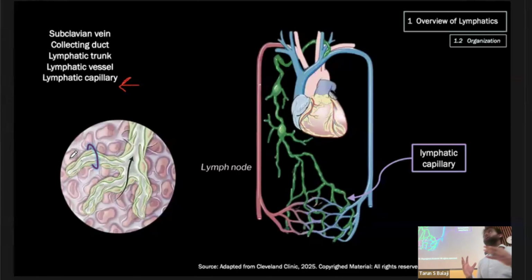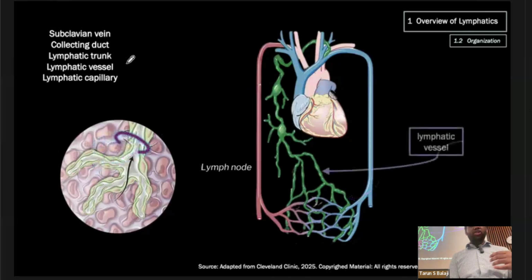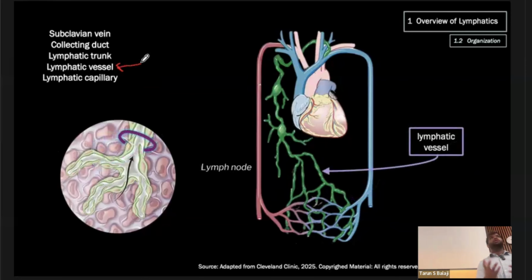Now, a bunch of your lymphatic capillaries are going to come together, organize, and form a larger structure. This is your lymphatic vessel, or your lymph vessel. It's just a bunch of capillaries that come together to form something bigger. And now that it's bigger, you're going to start seeing these structures, your internal valves. You see these in lymph vessels.